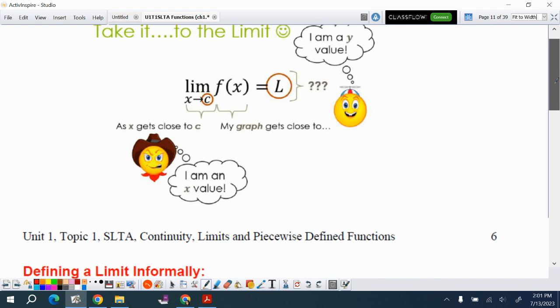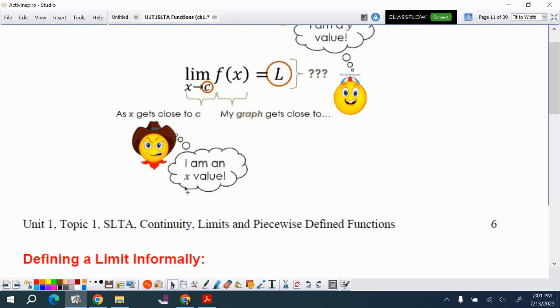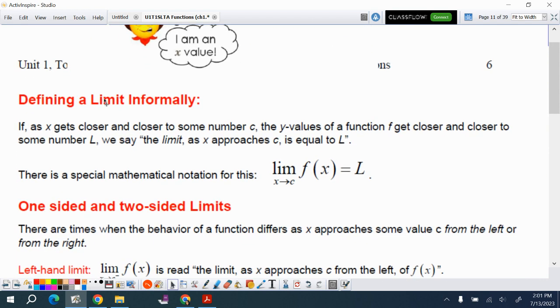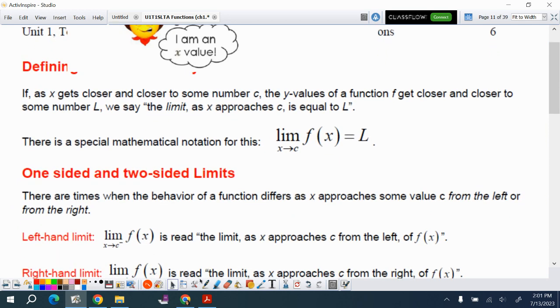Let's take a look at the formal definition in your packet. In words, what I showed you in the picture: x gets closer and closer to some number c, the y value of the function f gets closer and closer to some number L, and then we say that. How do we say it? You have to know how to say it the correct way also: the limit as x approaches c of f of x is equal to L.